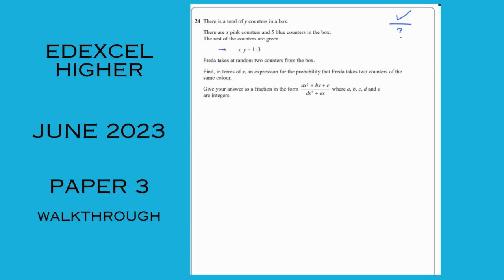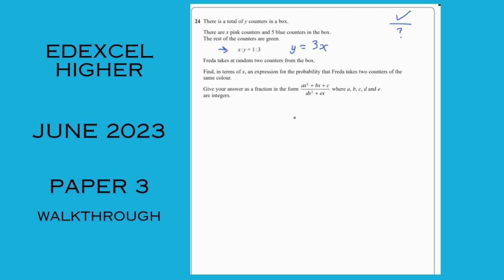Let's now think about this line. X is the number of pink counters, Y is the number of counters. There must be more counters than there are pink counters, so you can start to think about the fact that the number of counters in the box, 1 to 3, and there we go. So for the rest of this question, instead of using the letter Y, I can straight away replace it with 3x.